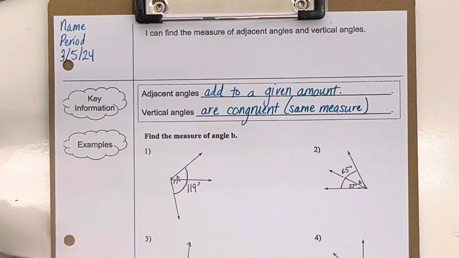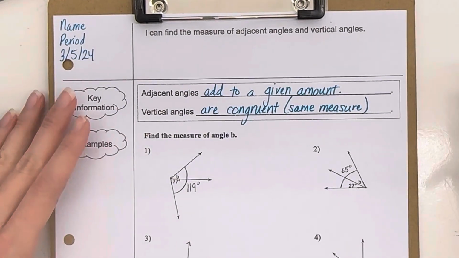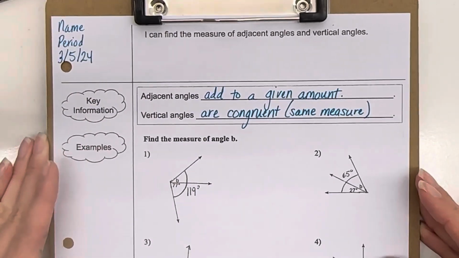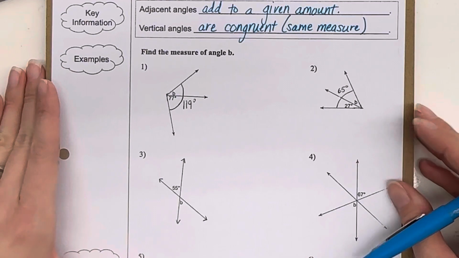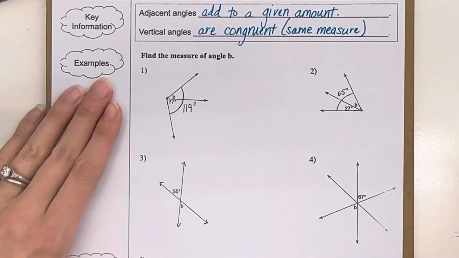All right, so let's do some problems. We'll mix it up a little bit. I'm going to start with some adjacent angles, some vertical angles, and then I'll have you try some on your own. If you need to pause at any point, please do that. Okay, let's do some examples.